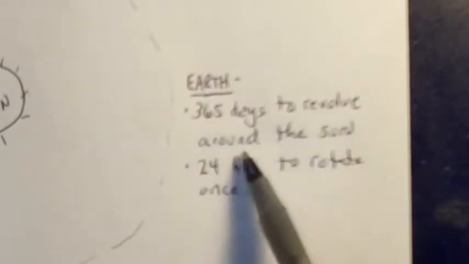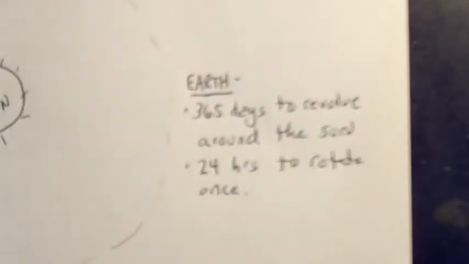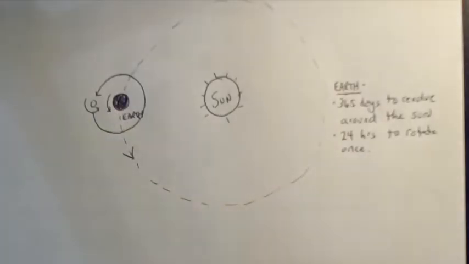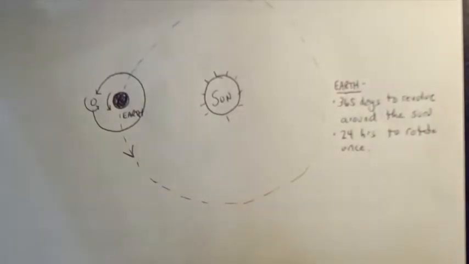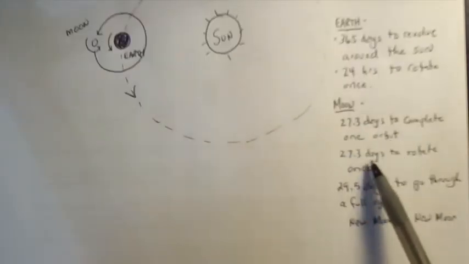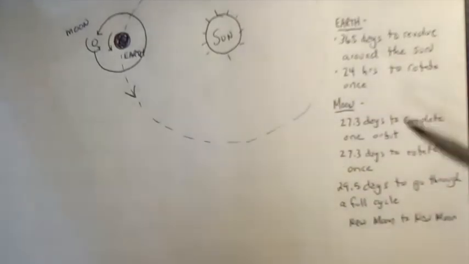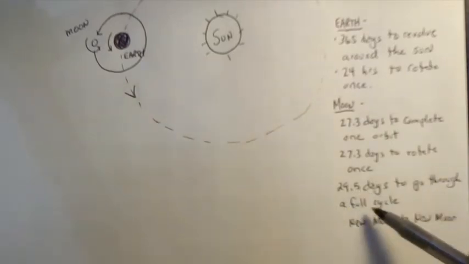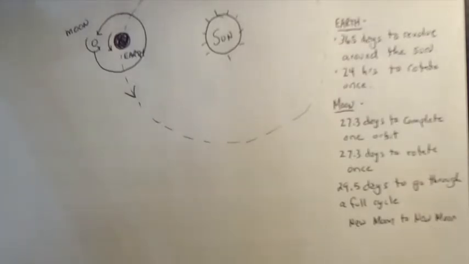Okay, so Earth takes 365 days to revolve around the sun one time, and 24 hours to rotate once. So there are 365 days, and each day is 24 hours long. The moon takes 27.3 days to complete one orbit, 27.3 days to rotate once. That's why we always see the same side of the moon facing the Earth. But it actually takes 29.5 days to go through a full cycle. It means to go from new moon back to new moon.